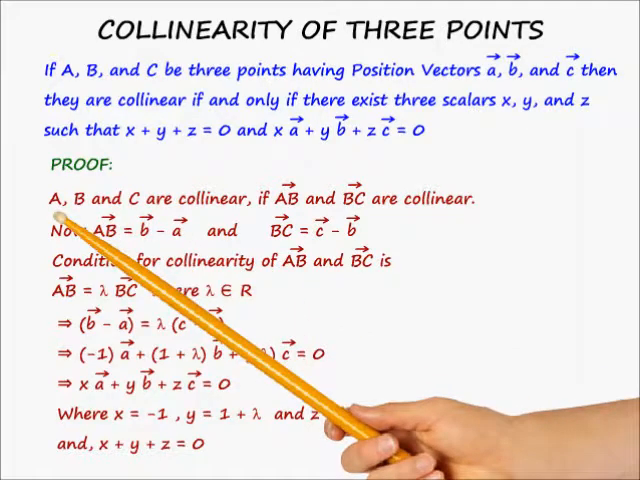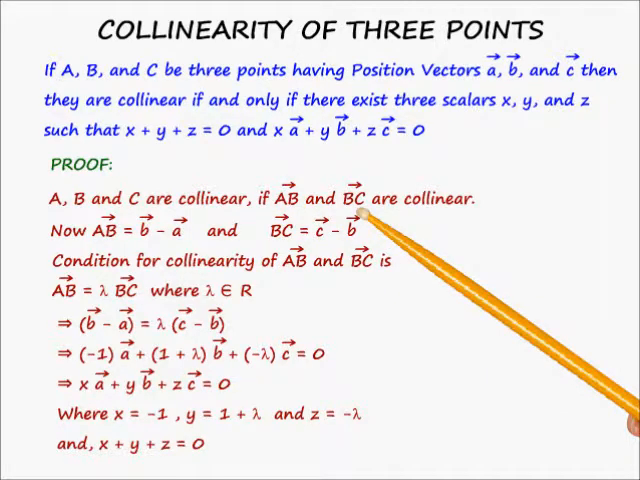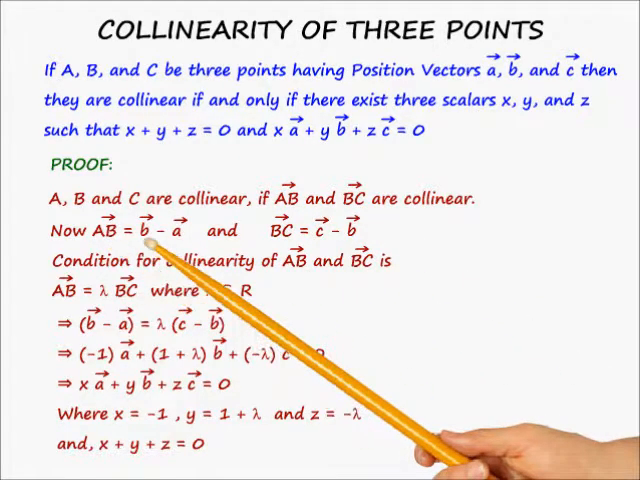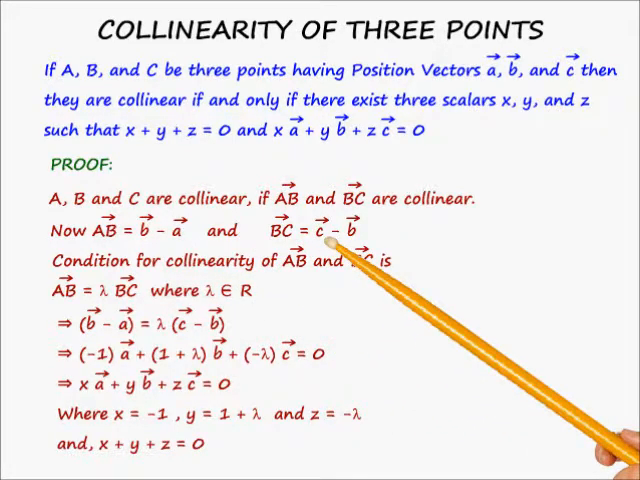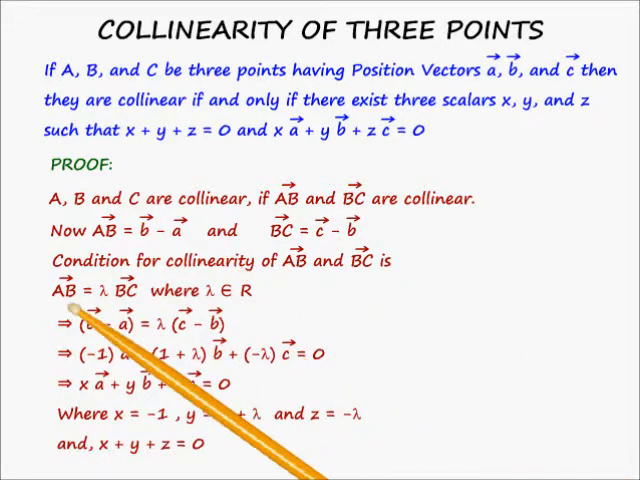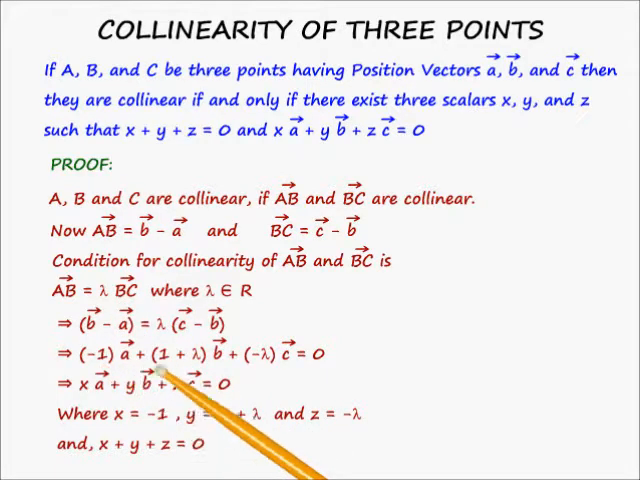Proof: A, B, C are three collinear points if AB and BC are collinear. Now vector AB is equal to the position vector of B minus the position vector of A, and vector BC is equal to the position vector of C minus the position vector of B. For their collinearity, AB is equal to lambda times BC, or minus 1 times vector A plus (1 plus lambda) times vector B plus minus lambda times vector C is equal to 0, or xA plus yB plus zC is equal to 0, where x, y, z are scalars. Here x plus y plus z is equal to 0.